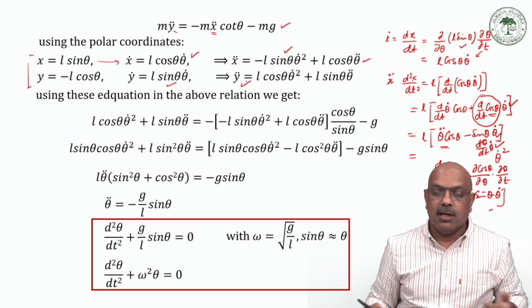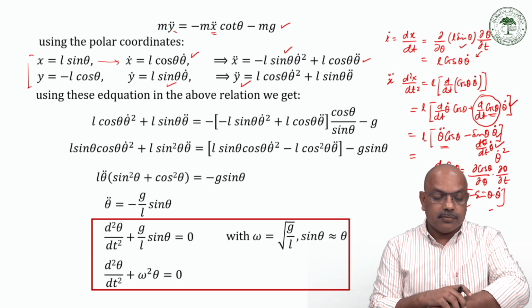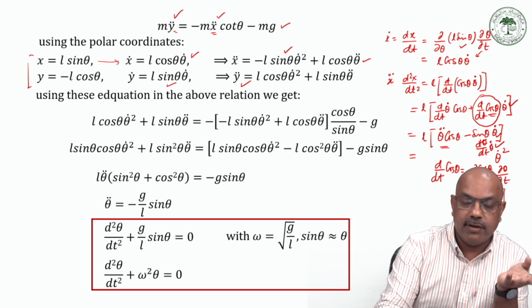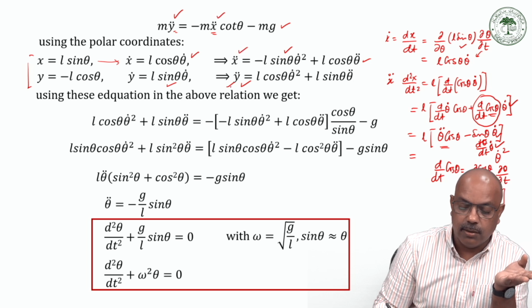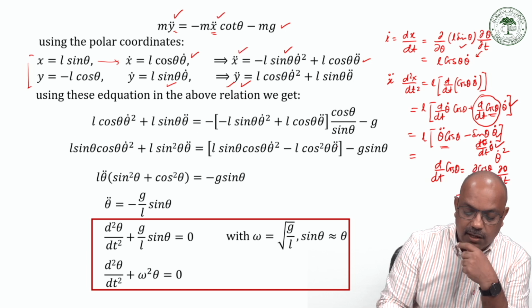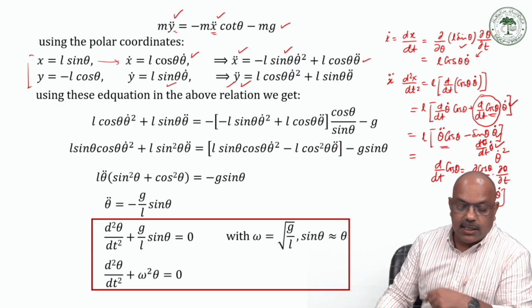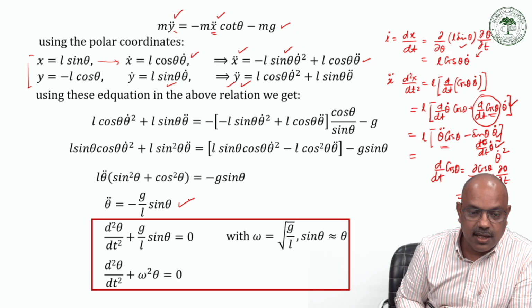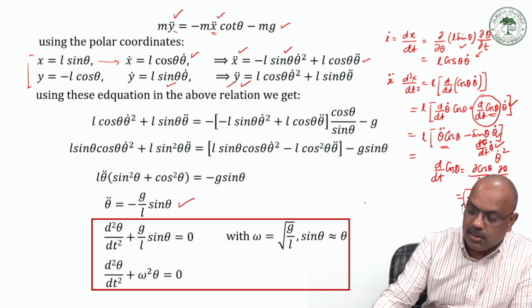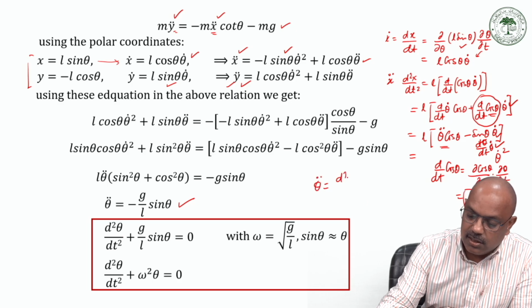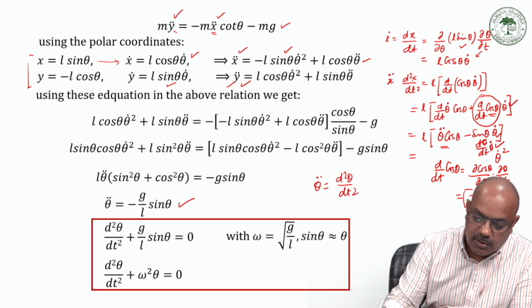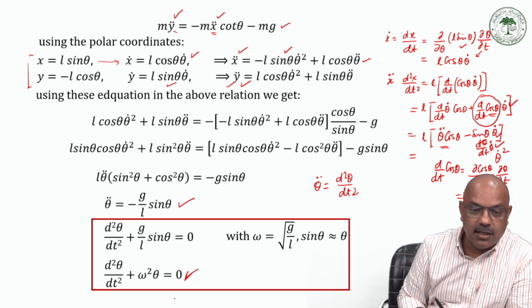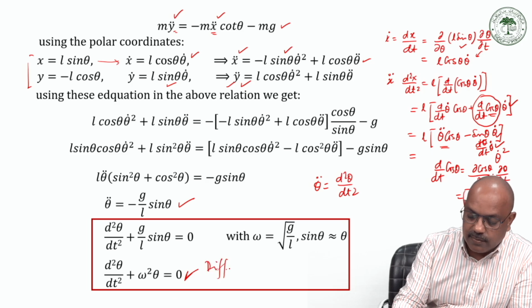Similarly you can find out the y double dot. So using these two equations, x double dot and y double dot, you can do the calculation, and finally what you get is theta double dot equals minus g by L sine theta, where theta double dot is nothing but d2 theta by dt square. You get this known relation, which is the differential equation.